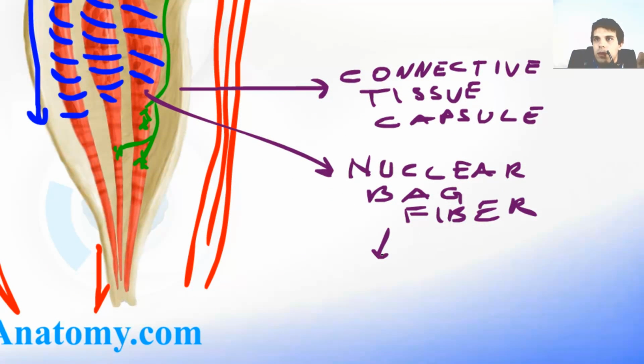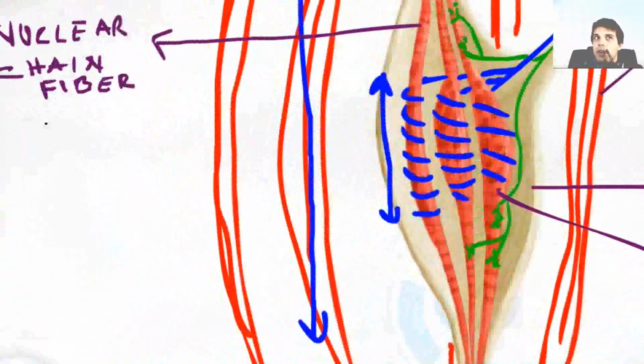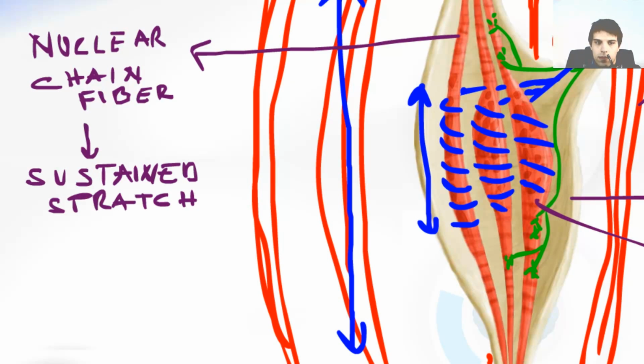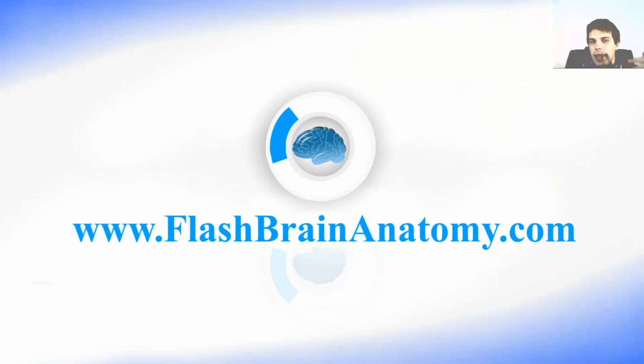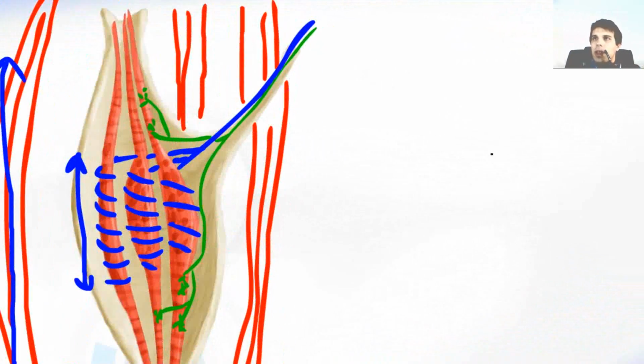Now I want to point out that nuclear bag fibers can sense the onset stretch, while the nuclear chain fibers can sense the sustained stretch. But they can both sense the rapid stretch. That is way more important. I'll just write it here, point it out. Rapid stretch. Now that is really important for reflexes, I'll explain it like this.